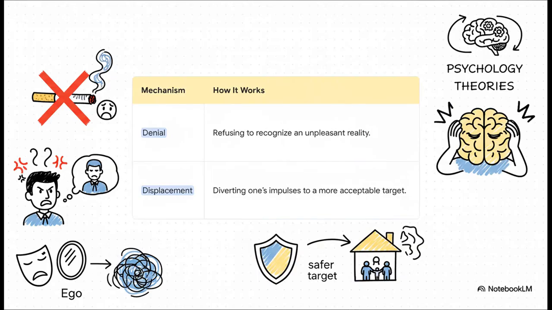For example, there's denial. That's when you just flat out refuse to accept a painful truth. Or think about displacement. You've totally done this, right? You have a terrible day at work, you can't yell at your boss, so you come home and you snap at your roommate for no reason. That is displacement. Your ego is just redirecting that angry impulse to a safer target.